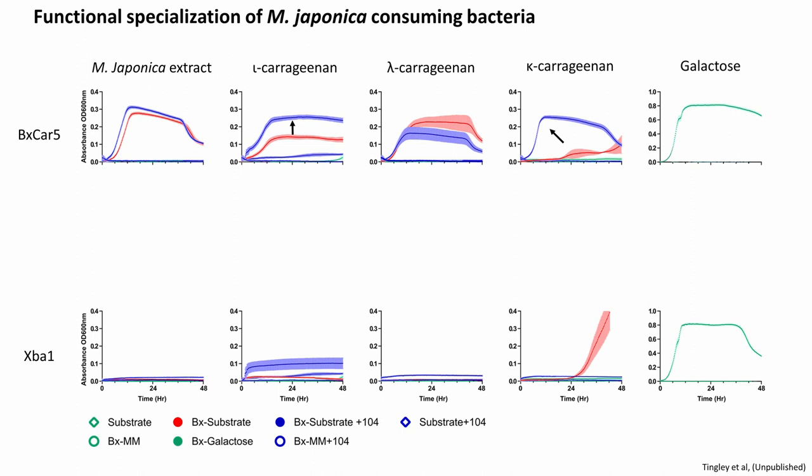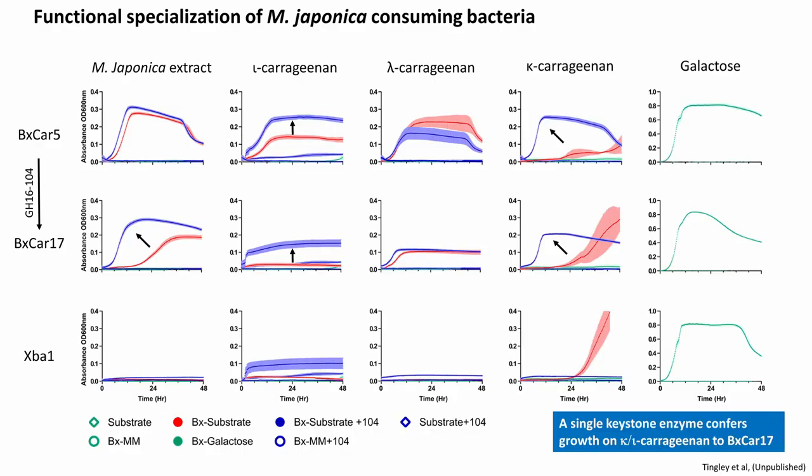So again, we had this issue with the sugar coming out of solution, but here with the enzyme, it actually seems to solubilize the products that now the bug can grow on quite well. We saw similar kind of boosts here on iota, M. japonica, and kappa, suggesting again that the enzyme's helping release kappa oligosaccharides from the different sugars.